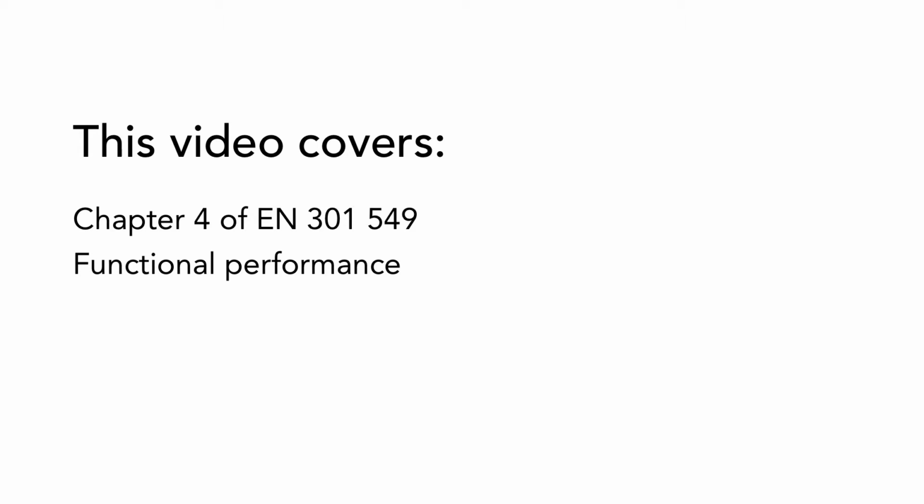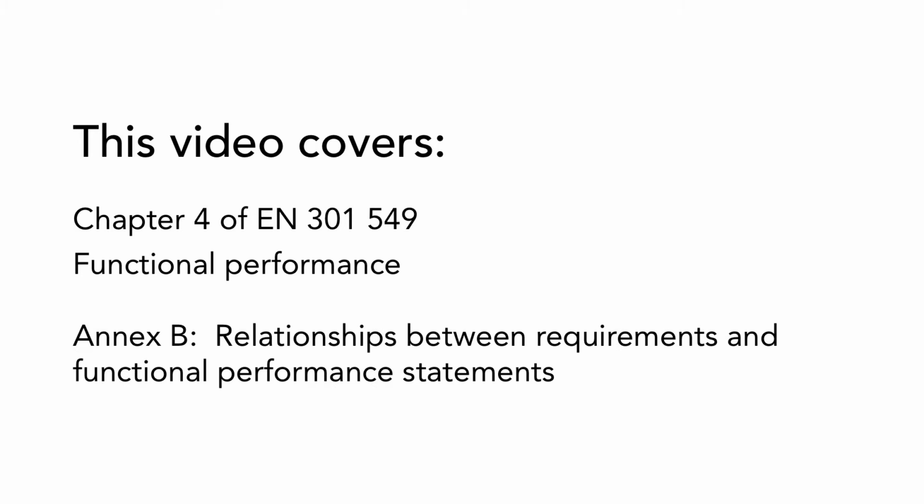In this video, we are going to have a closer look at what might be the most important chapter of the EN 301-549, Chapter 4. This chapter covers functional performance statements. To help you understand the relationship between the functional performance statements in Chapter 4 and the technical requirements of Chapter 5 to 13, we will also look at Annex B.